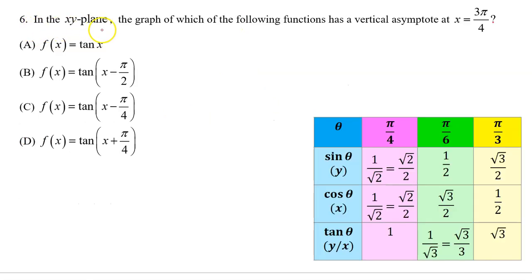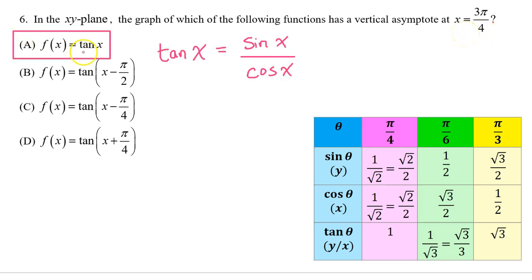Number 6. In the xy plane, the graph of which of the following functions has a vertical asymptote at x equals 3 pi over 4? Let's begin with option A. Tangent x will have a vertical asymptote wherever tangent x is undefined, but tangent x is equal to sine x over cosine x. This expression will be undefined wherever the denominator cosine x is equal to 0.